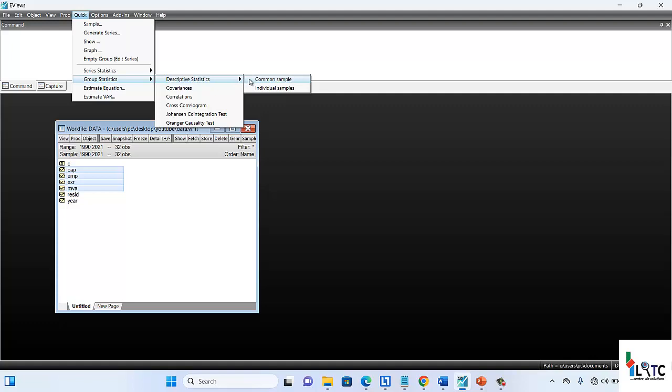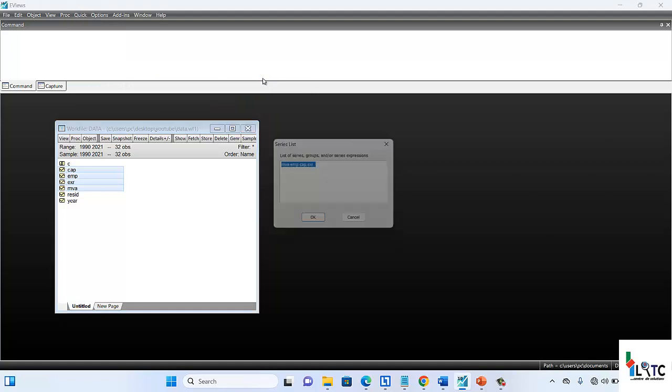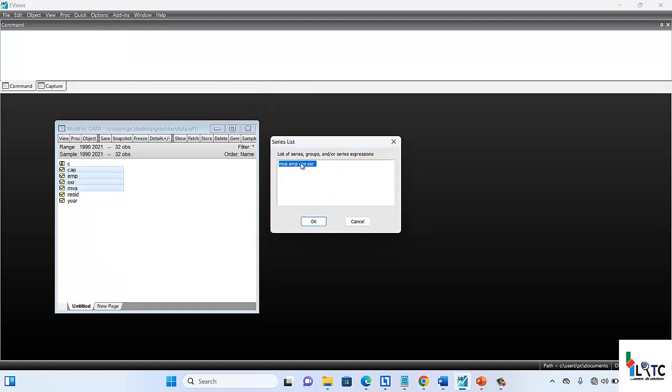In a situation whereby you have complete data, no missing data, you pick common sample. But in a situation whereby you have one or two missing data, then you go for the individual sample. But in this case, we have all the data complete, so we are going to make use of the common sample. Since these variables have been highlighted, you will automatically have them in this window. But if you did not highlight the variables, then you have to enter the names one after the other in this box.